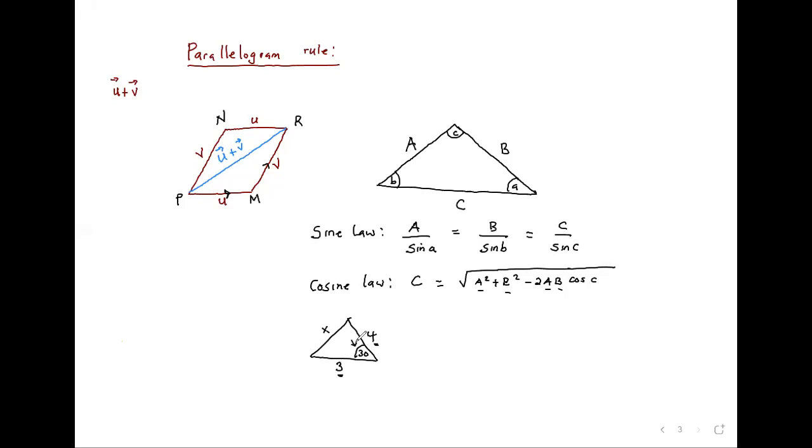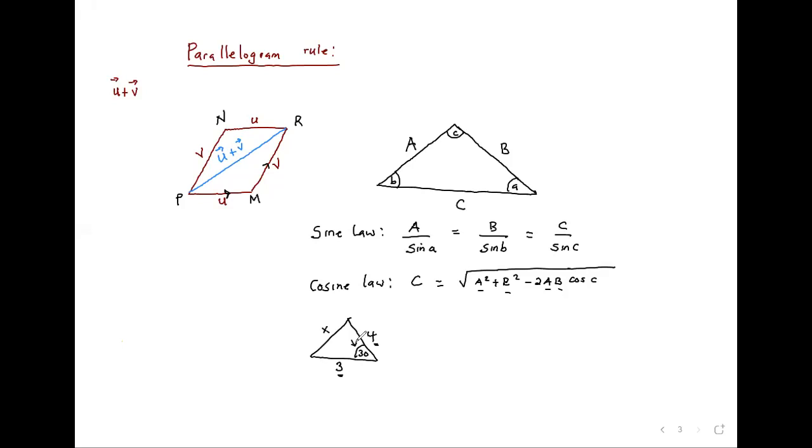Any question? I have a question, sir. Does it mean that you can only use the cosine law when you have two vectors and one angle, and you can only use the sine rule when you have one vector and two angles?